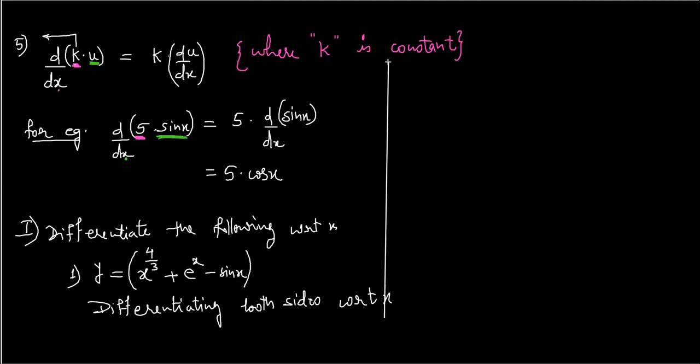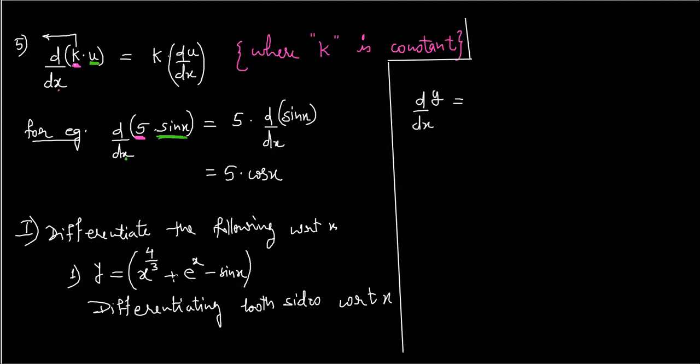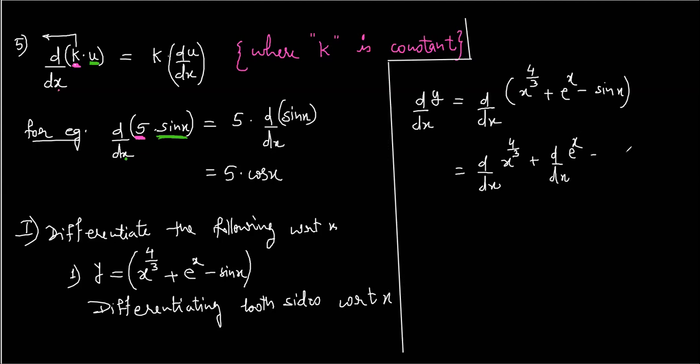So when you write differentiating both sides with respect to x, you have y on the left hand side, so you write d by dx of y, and you have this thing on the right hand side, so you write d by dx of x raised to 4 by 3 plus e raised to x minus sine of x. Then you have these functions of x added and subtracted, so you write separate derivatives. You write d by dx of x raised to 4 by 3 plus d by dx of e raised to x minus d by dx of sine of x.